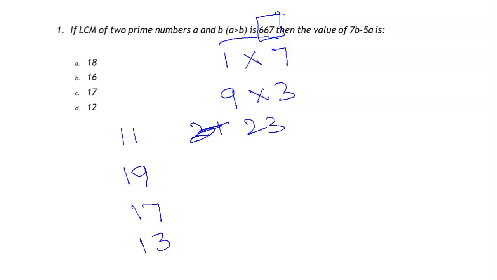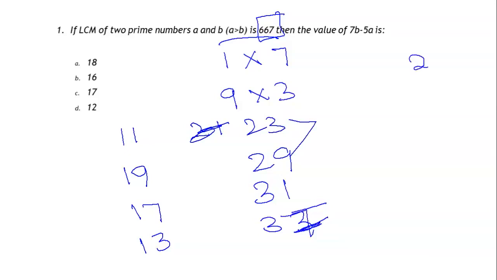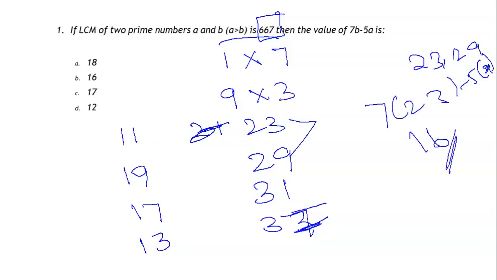Then we have 23. 25, 27 is not possible. 29. 23, 29. Then what do we have? 31. Then we have the 30s. The prime number should be what? 37. It goes on like this. So our very obvious answer is what? 23 and 29. Correct. I just solved it for you. The answer is 23 and 29. And the value of 7 into 23 minus 5 into 29, so our answer is 16. Clear? Am I clear?